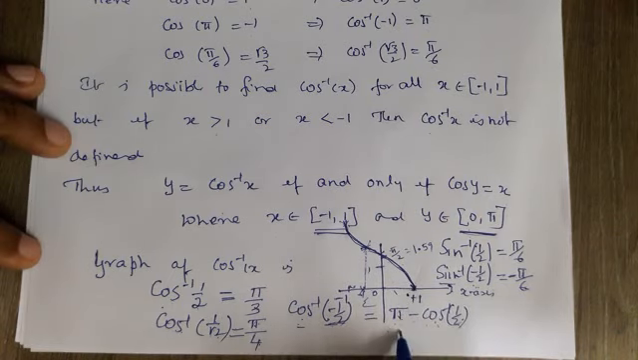Hence, you can write the values of inverse trigonometric functions of a negative number, that is cos inverse x and sine inverse x.